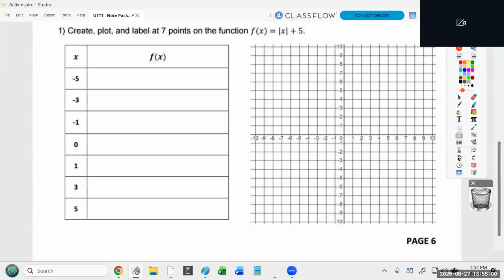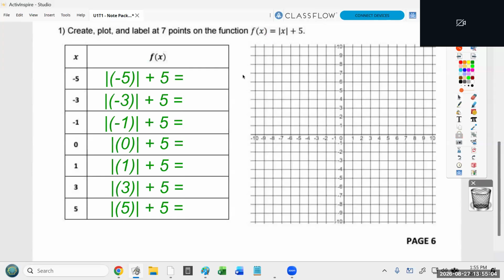So if you wanted to, you could do all this work. Notice it's green. You don't have to write it down. If you wanted to, you could do all this work in your head. You could ask yourself, what is the absolute value of -5? Well, that's 5, and 5 plus 5 is 10. Notice the 10 is blue. That you should be writing. Anything that's blue, you should write.